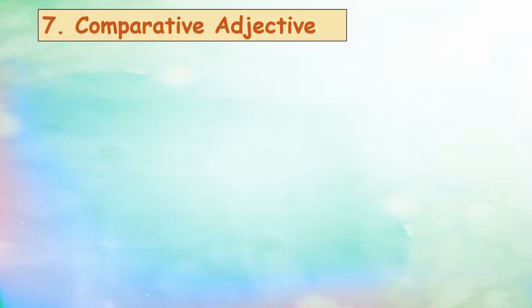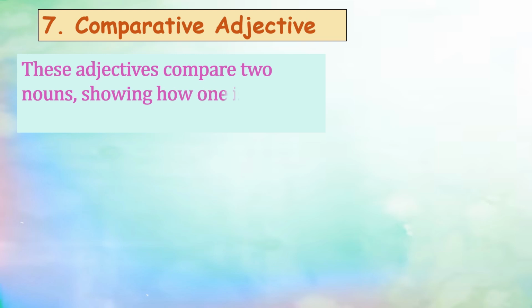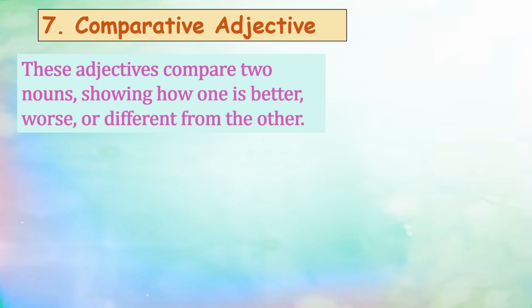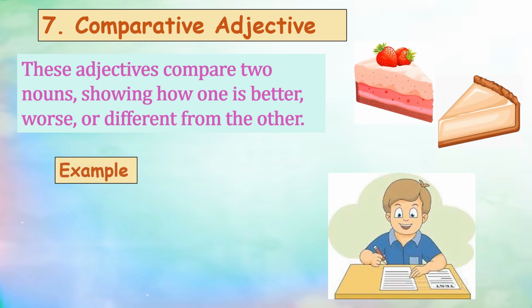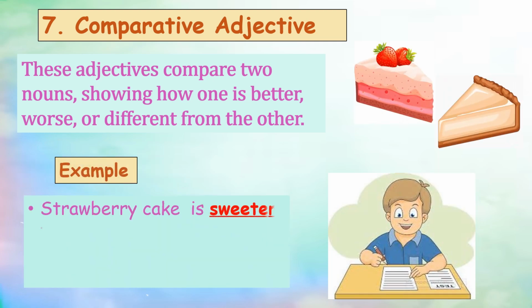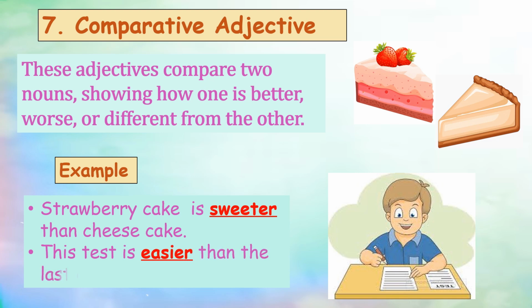Number 7, comparative adjective. These adjectives compare two nouns, showing how one is better, worse, or different from the other one. For example, strawberry cake is sweeter than the cheesecake. This test is easier than the last one.